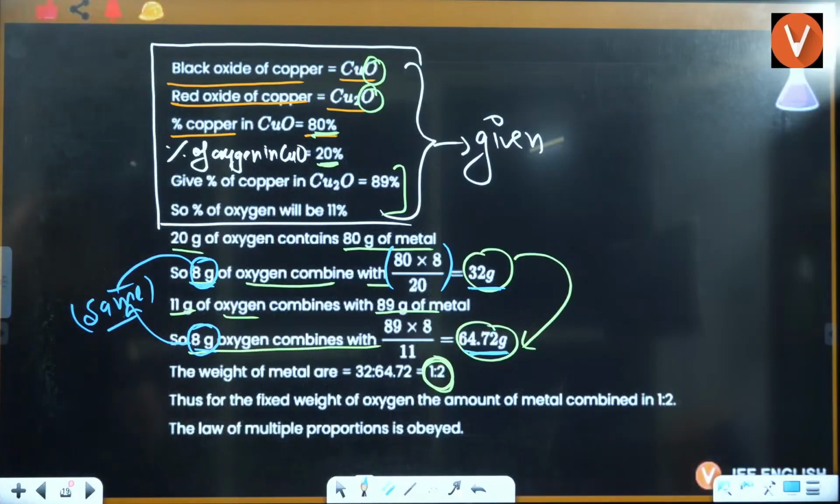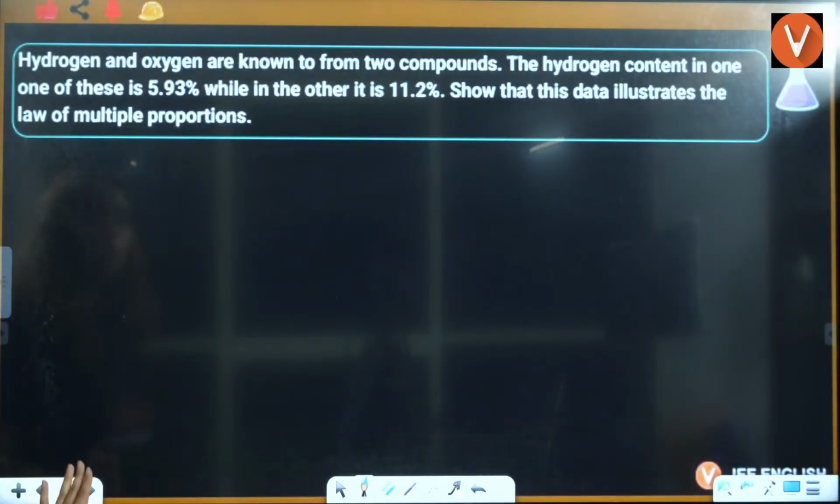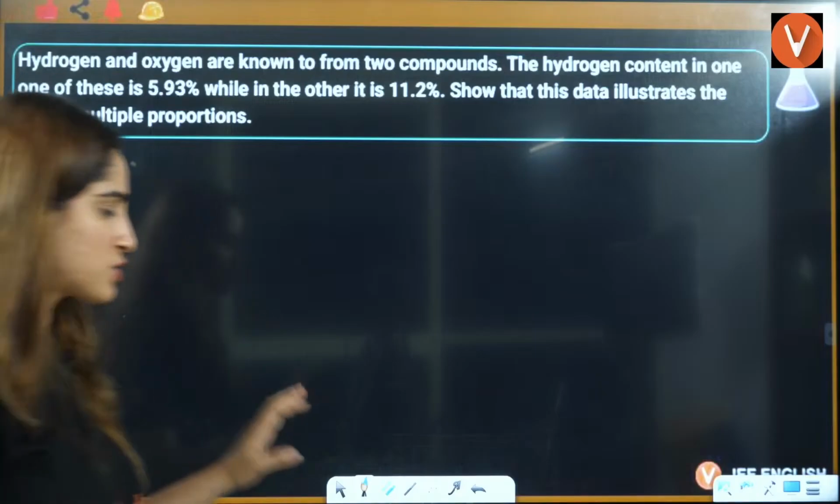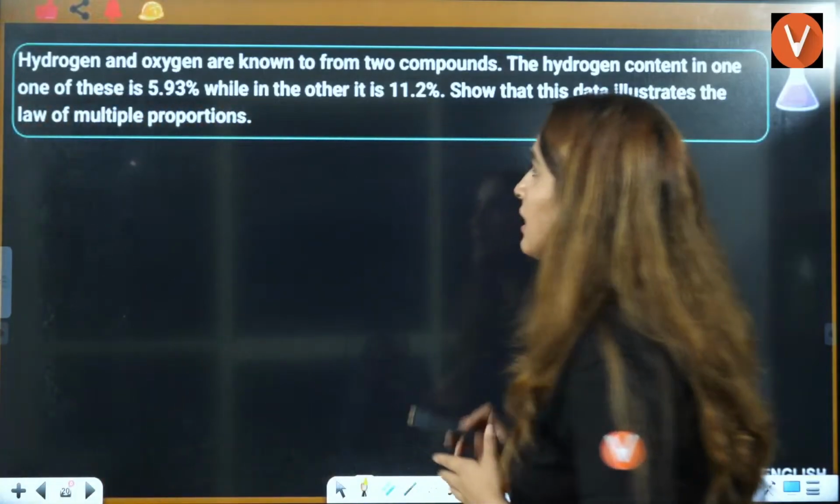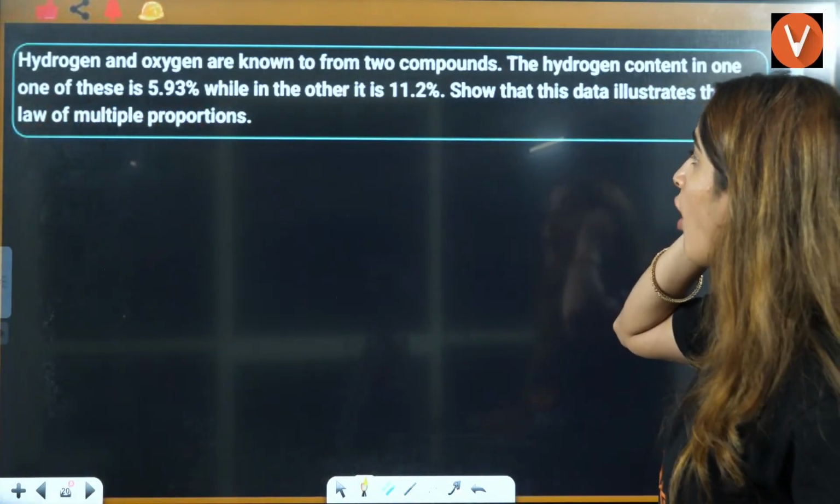Right? Okay, sure. Now, let's do the next one. It is based on the same thing. Hydrogen and oxygen are known to form two compounds.